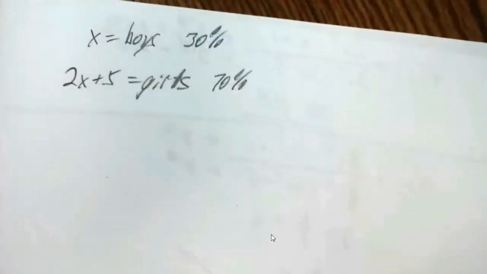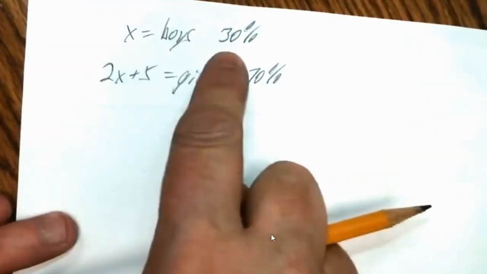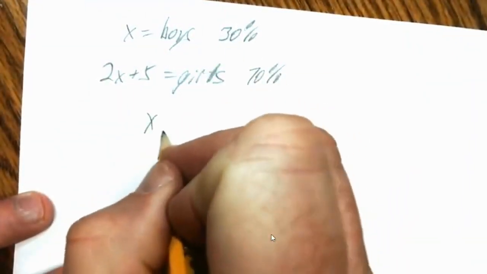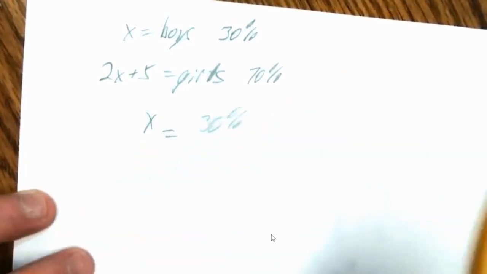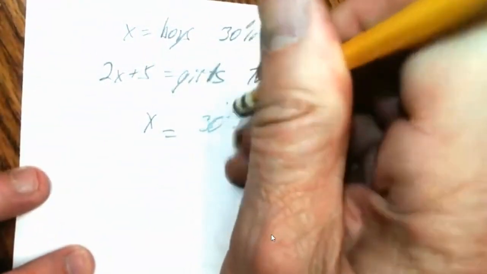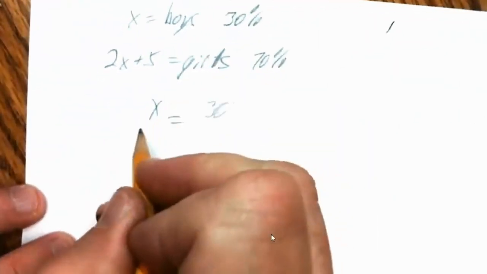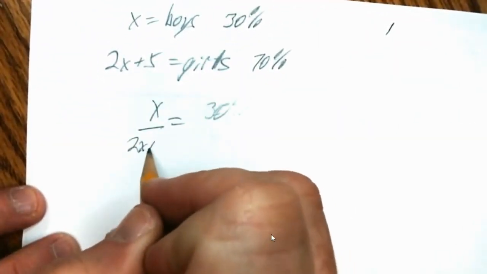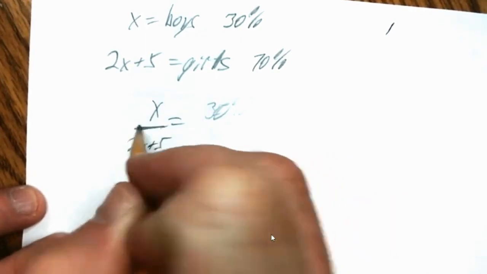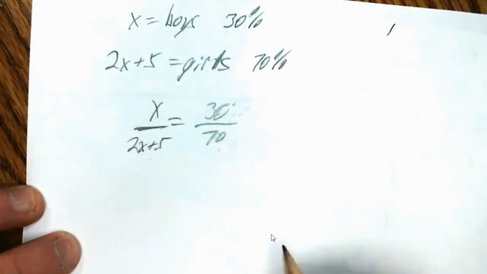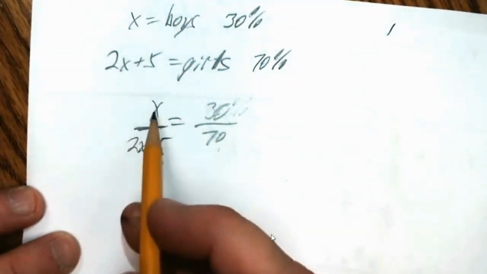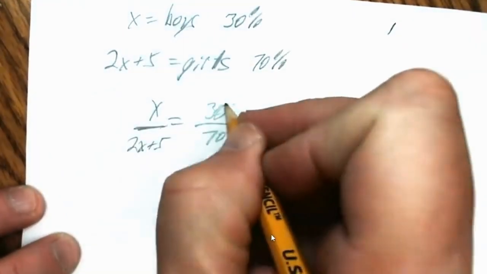Let's do it like this. So if x equals the boys, x would equal 30% on top. So 30. I'll just put the 30. We don't need the percent. X over 2x plus 5. It's the ratio of boys to girls. The ratio of boys to girls is 30 to 70. And the boys is x and the girls is 2x plus 5.